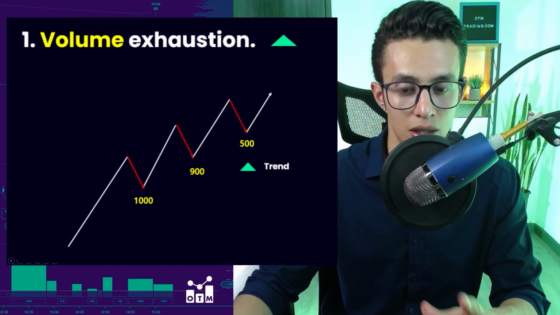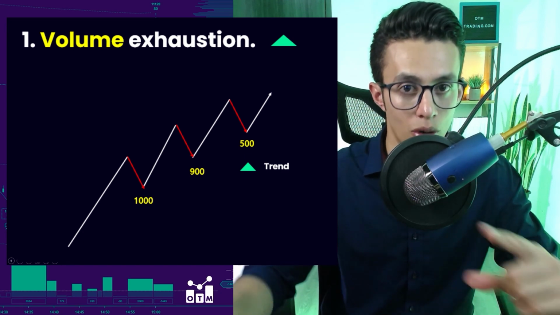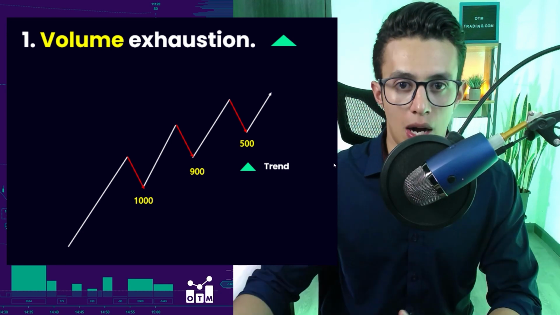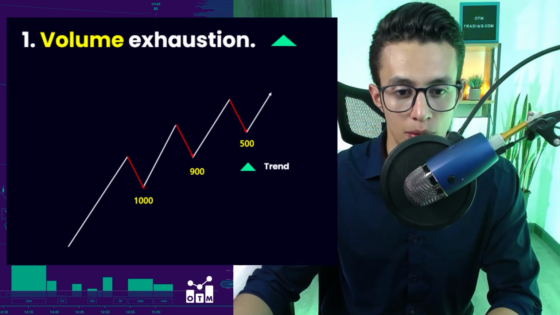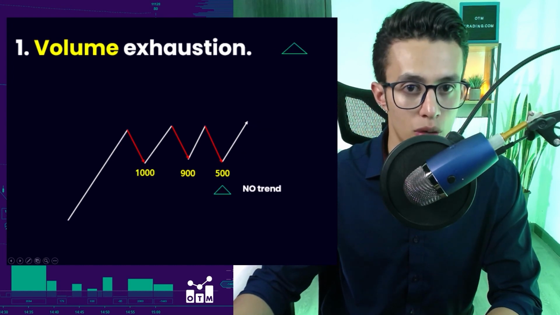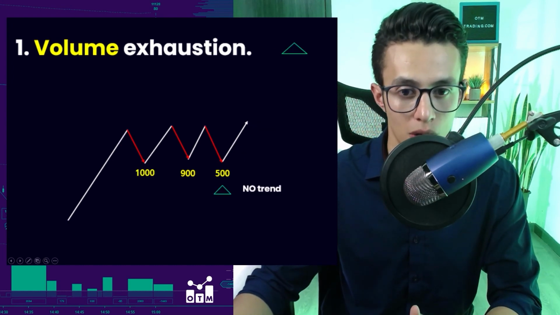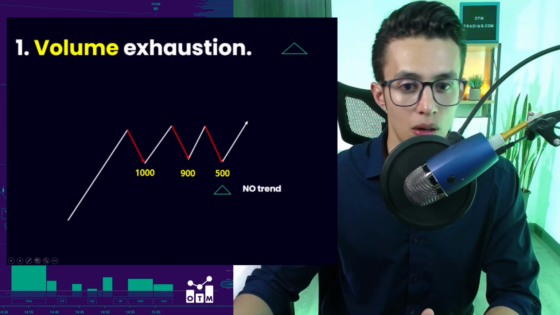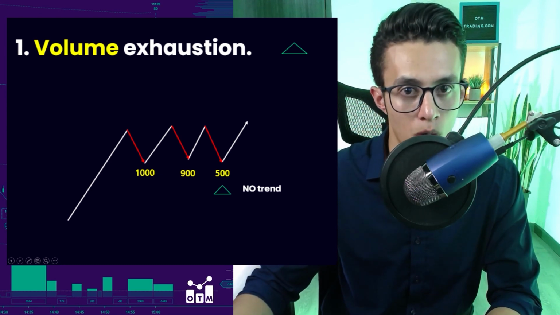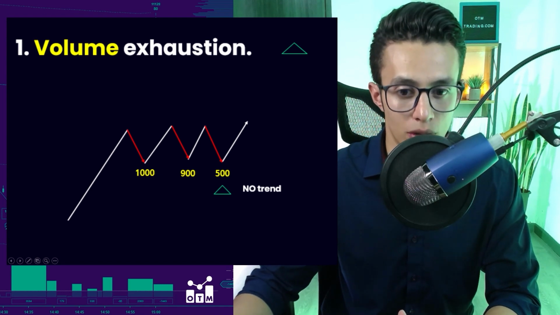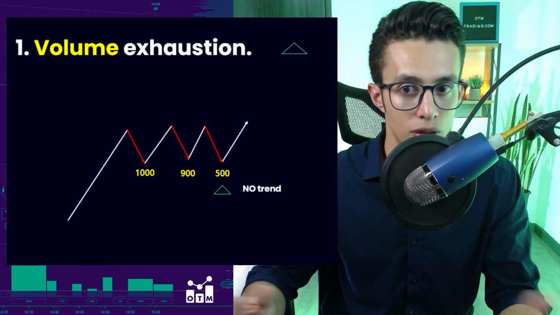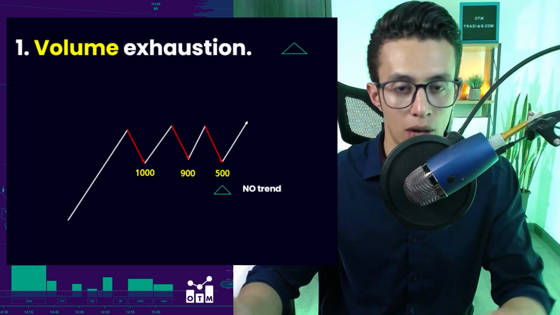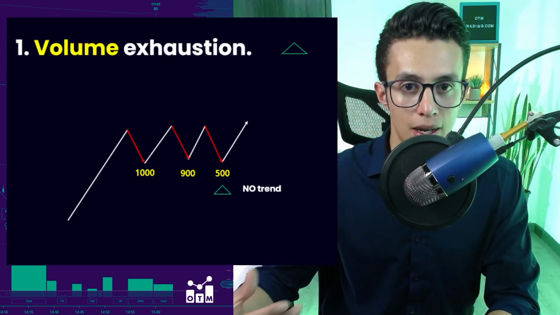Now, if we have the same movement but not in a trend, meaning we don't have consecutive higher highs and consecutive lower lows, for example, with a retracement of 1,000, one of 900, and one of 500, in that case, the same triangle will appear, but it will not be solid. Instead, it will just be the outline of that triangle. This indicates that we are not in a trend. That's why we have no trend here.